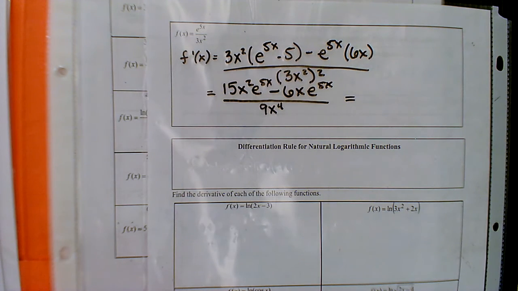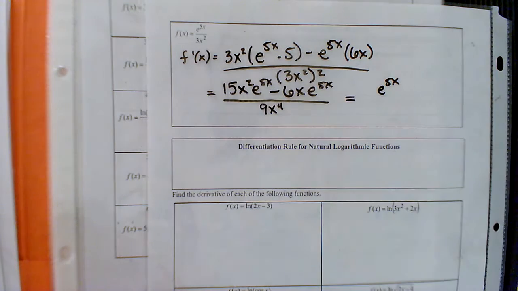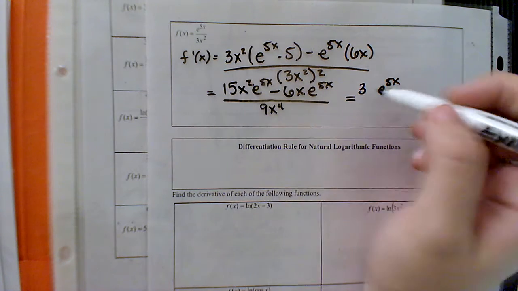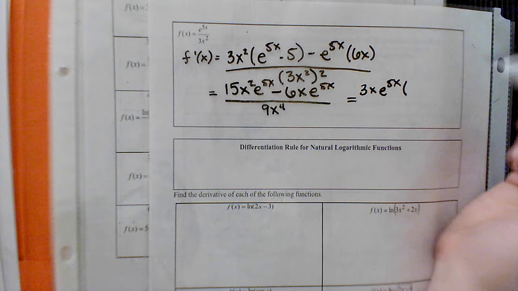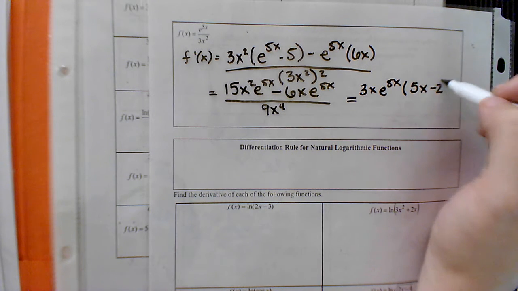All right, let's see if we can keep going. If you take a look at the numerator, is there a GCF we could pull out? A factor of e to the 5x. Anything else they have in common? A factor of 3. Anything else? A single x. Notice how this one has x squared, this one has x. So they both have one x in common. So if we removed that, we'd be left with a 5x minus 2.